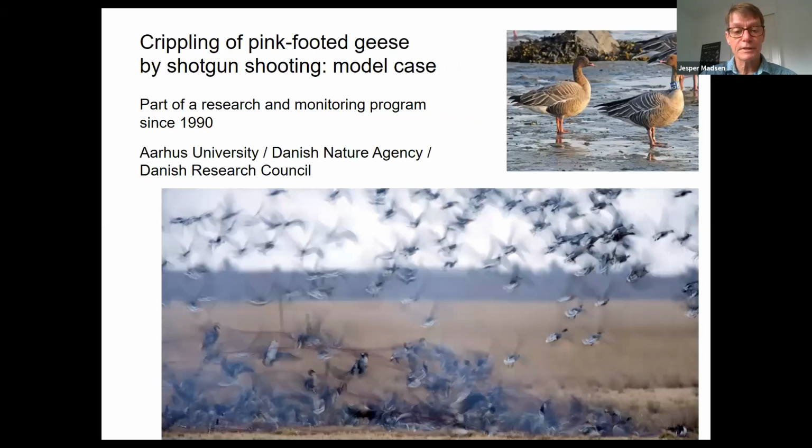We started this work back in 1990 as part of a research program. We wanted to study the pink-footed geese as a model case because we knew that pink-footed geese were mainly shot in Denmark, and to a low extent also in Norway. We could relate this to the way hunting was performed in Denmark at that time. And we not only wanted to look at the extent of crippling, but also at the impact of the crippling at the population level.